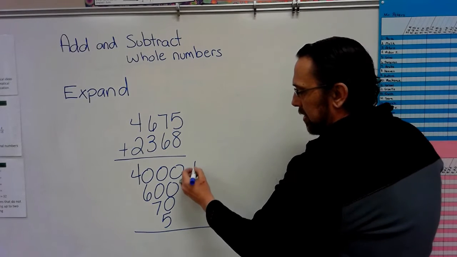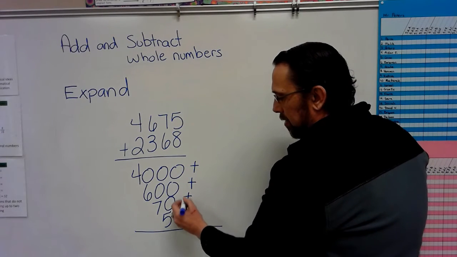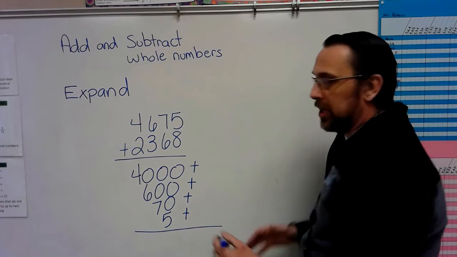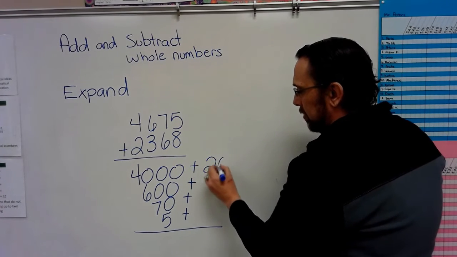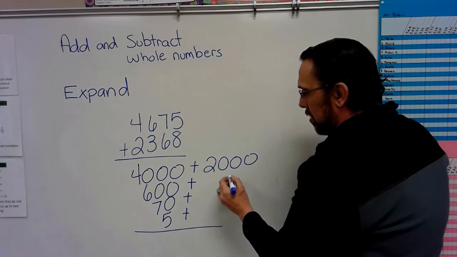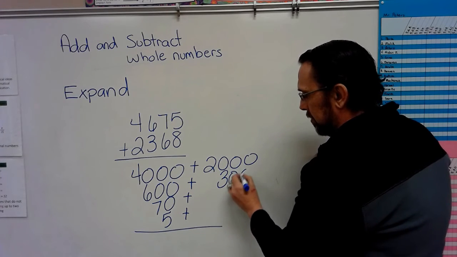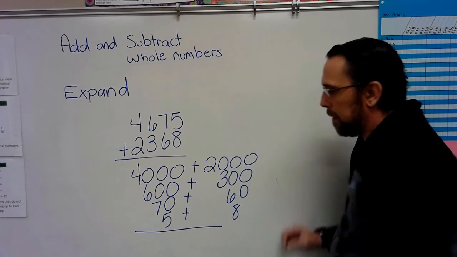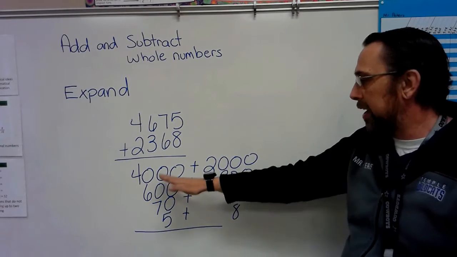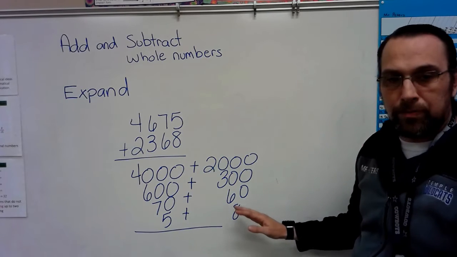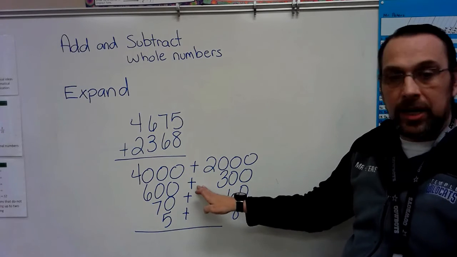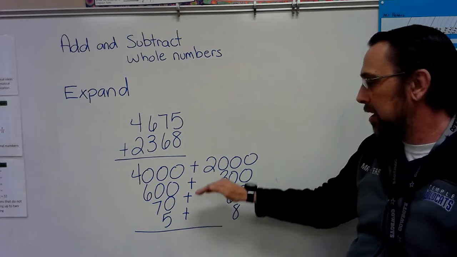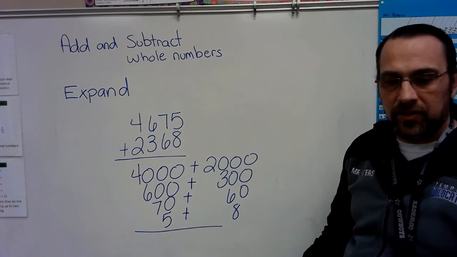Now I'll take the second number and I will do the same thing. I will write it in its expanded notation. 2,360 and 8. I want you to pay close attention to how I kept my numbers lined up based on their place value. I did not put the 300 close to the addition sign because that would represent 3,000. I left it lined up in its place value.